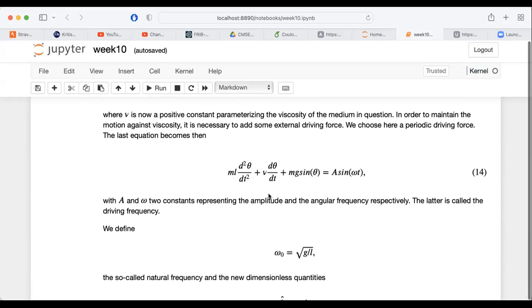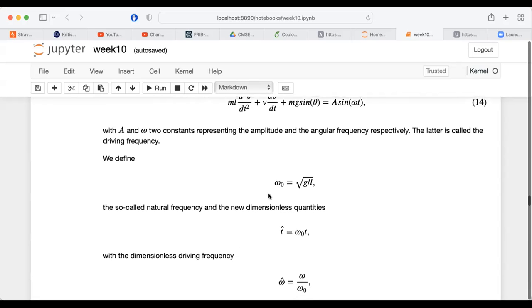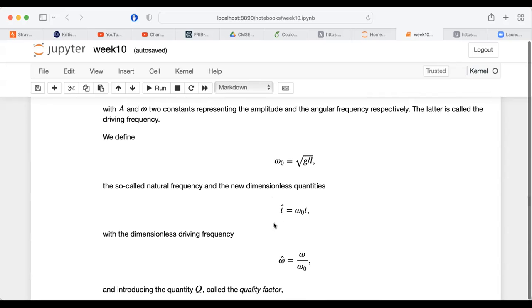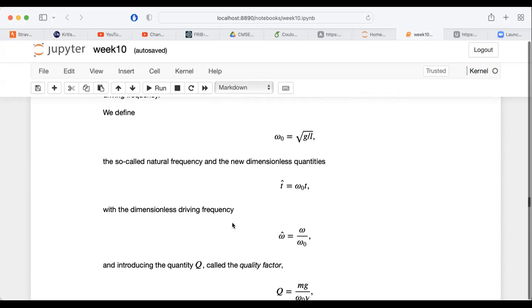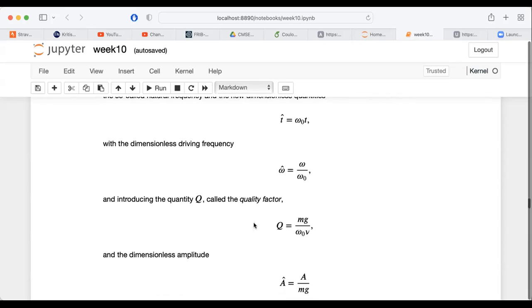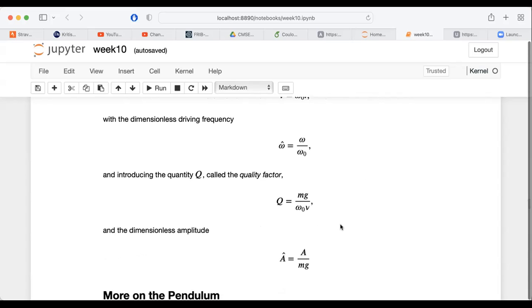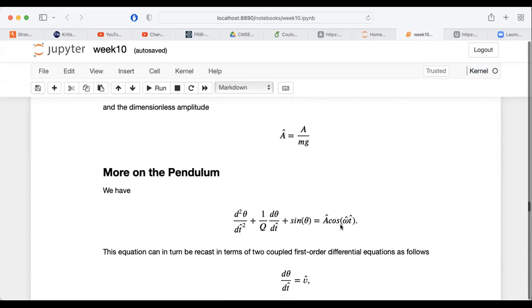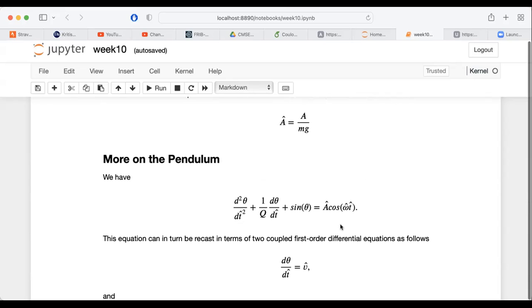So that means that when we introduce a new frequency, we have the same dimensionless driving frequency. And then we have the quality factor, but now it contains the gravitational acceleration. We have a dimensionless amplitude. And when we put everything together, this is the new equation. And it looks pretty much like the one we had before, right?